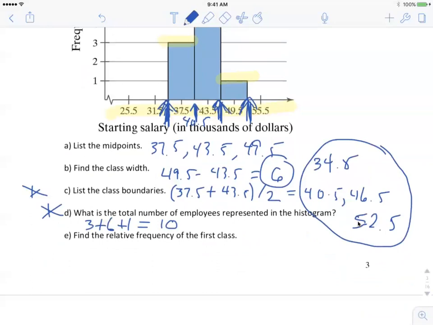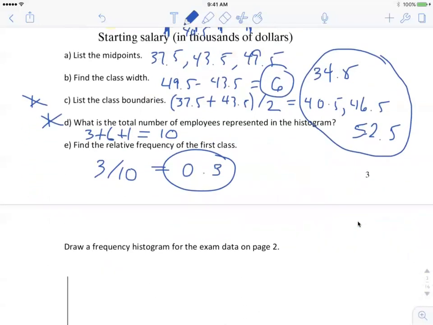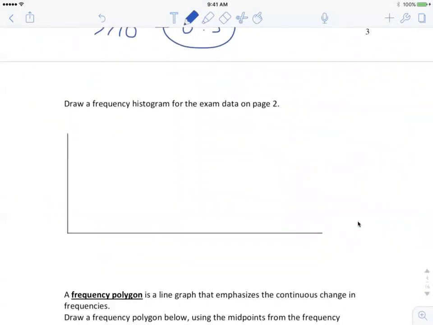Find the relative frequency of the first class. The first class has a frequency of 3. The total frequency is 10. 3 divided by 10 is 0.3. That's the relative frequency. All right, now we got our head around a frequency histogram.